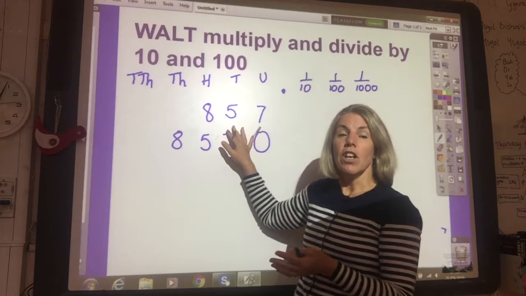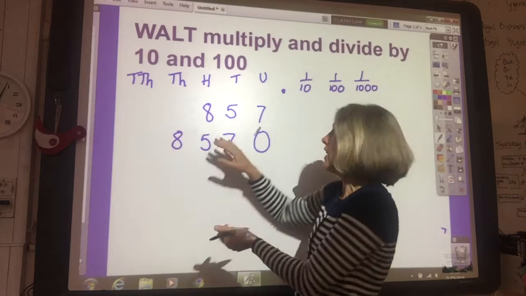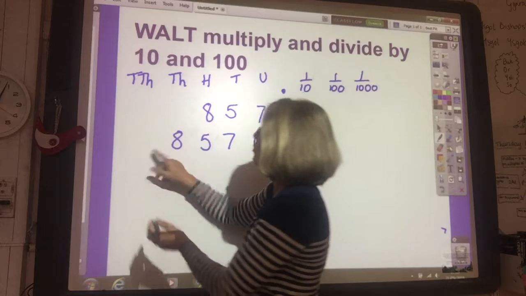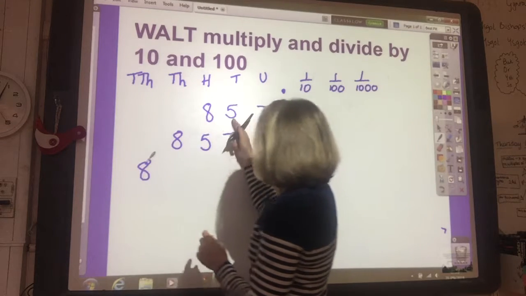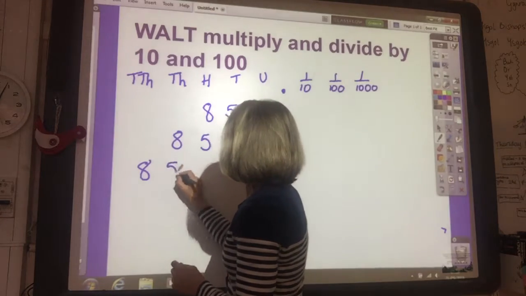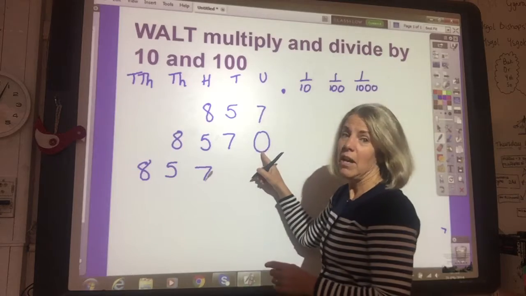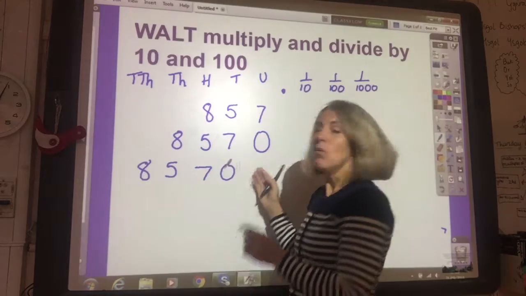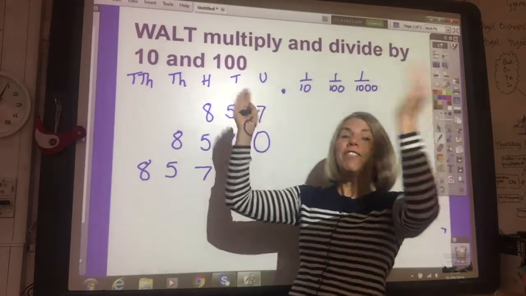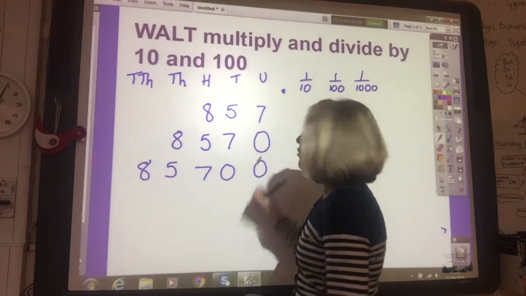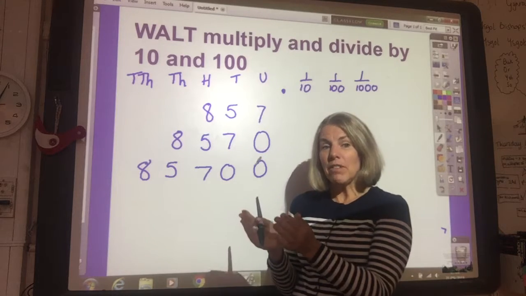Okay, what if we want to multiply that number by 100? 857 times 100. Instead of moving it one space to the left, we simply move it 2 spaces to the left. So the 8 will jump across to the tens of thousands. The 5 comes across to the thousands. The 7 to the hundreds. This 0 happily moves across into the tens. We're left with another space. What happens now? We look above and down comes that 0 and drops down to fill that gap.